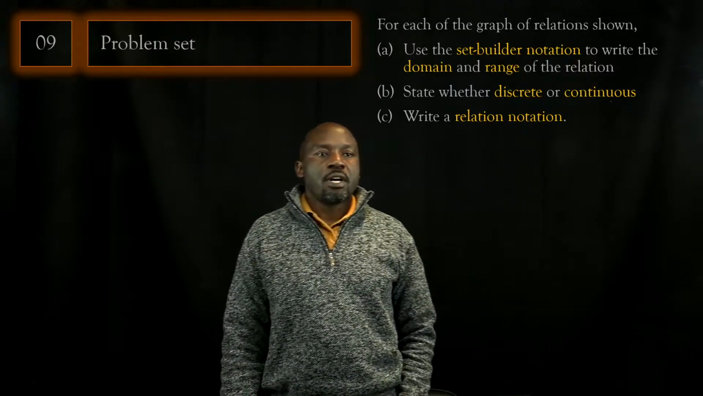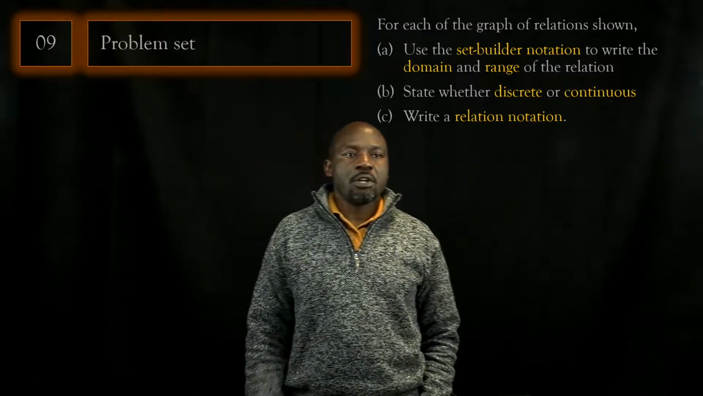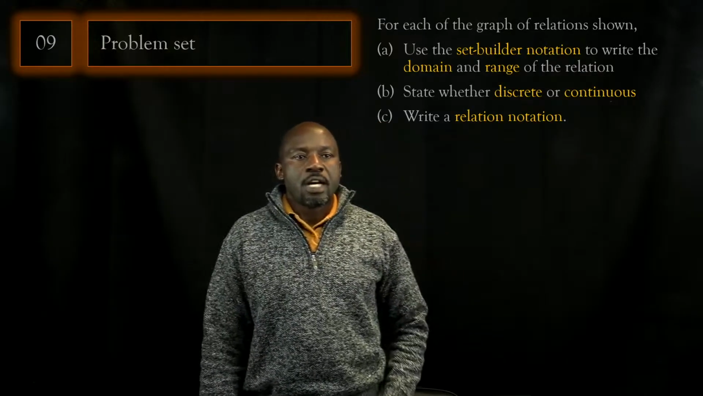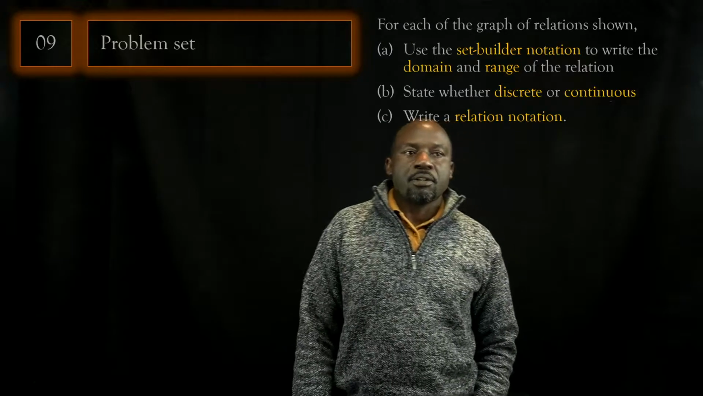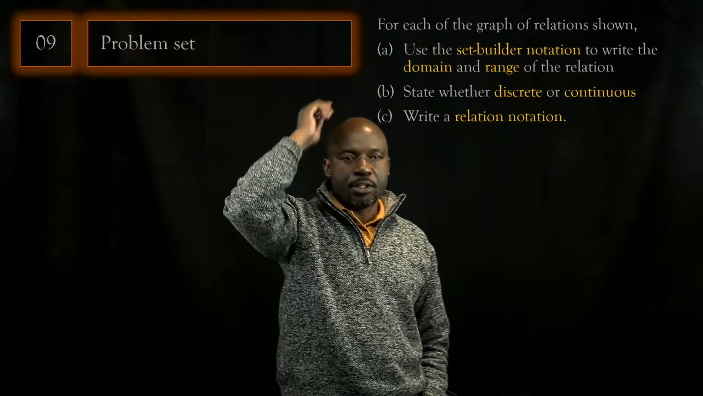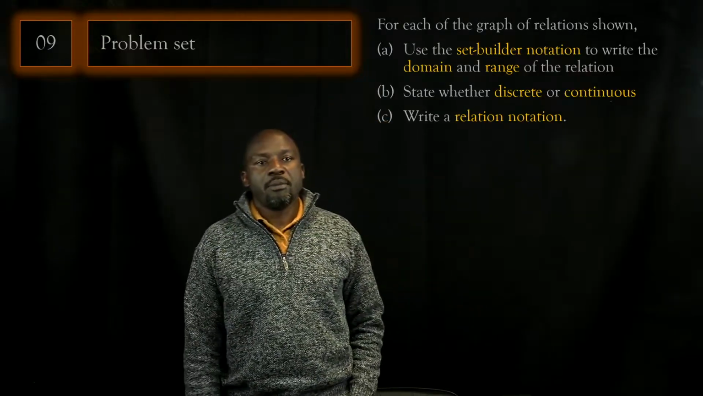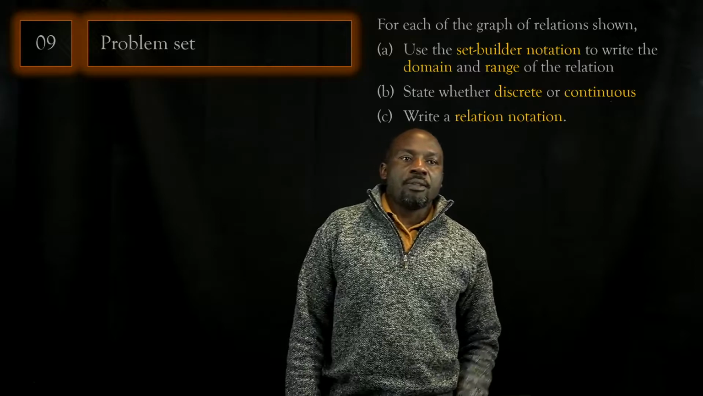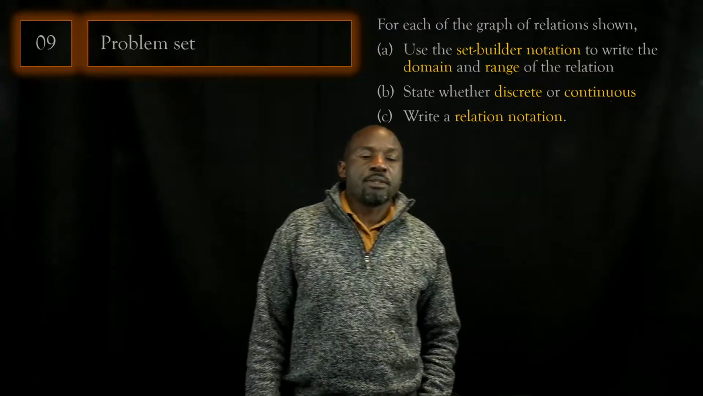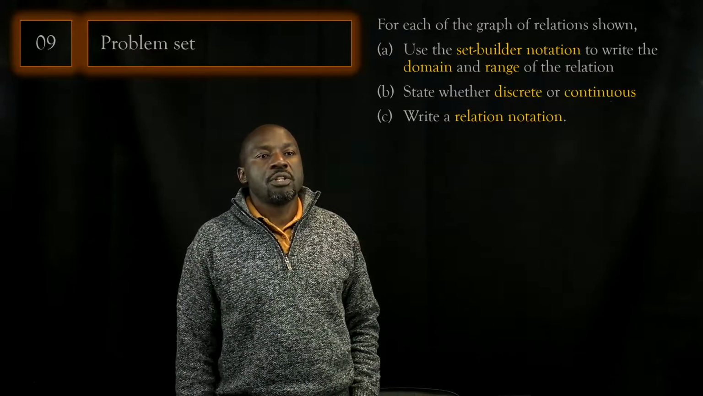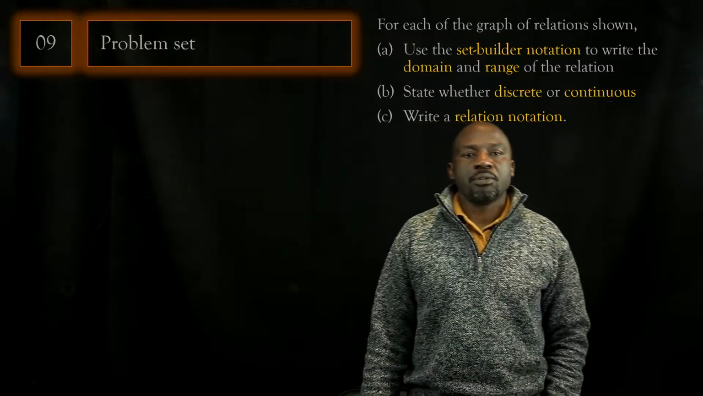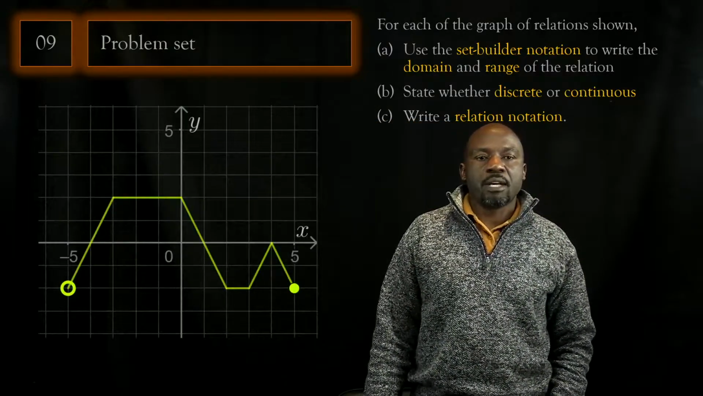For each of the graphs of relations that are going to be shown here, use the set builder notation to write the domain and the range of the relation. Just practicing that. In B, you will state whether the relation is discrete or continuous. And in part C, you will write a relation notation for whatever you see here. We will use this as an example, and I will leave you with some to do yourself.